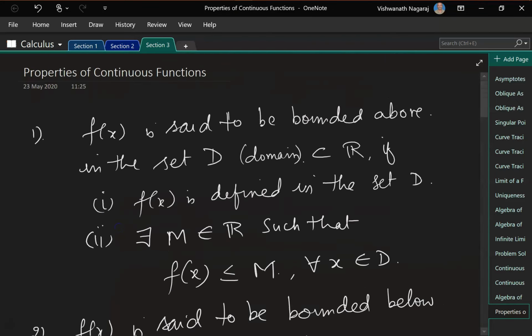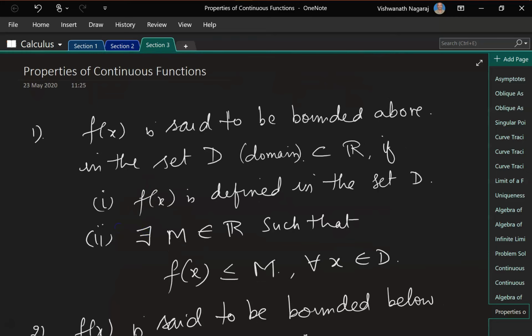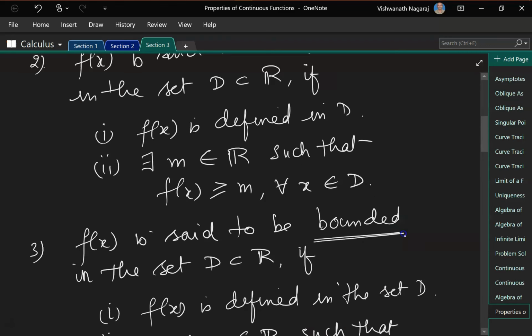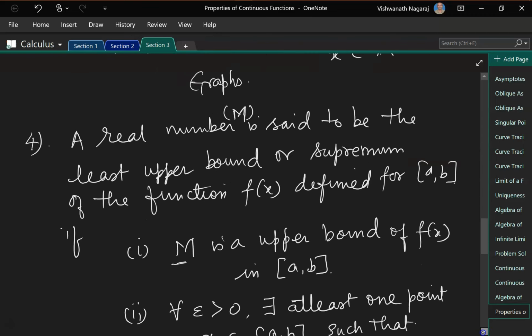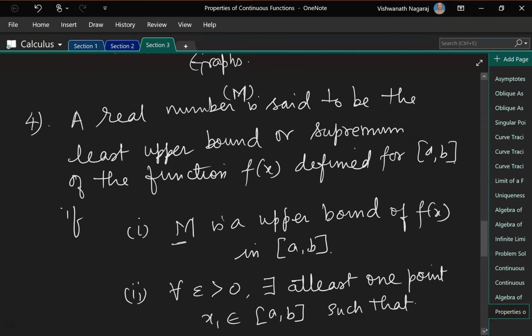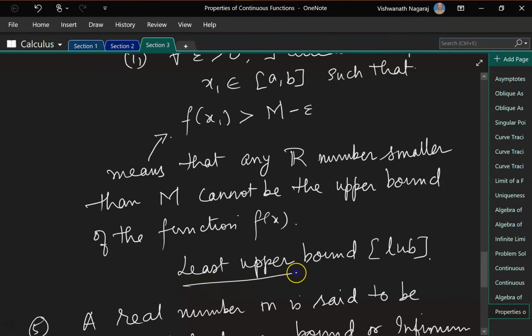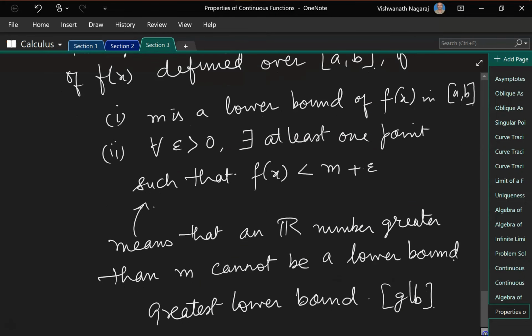So what have we looked at? We have seen that a function is bounded above based on these conditions. It is bounded below. It is called bounded if it is bounded both above and below. And then we have something called the least upper bound, and we have the greatest lower bound. Understand this, because this is going to be very important as we go ahead.